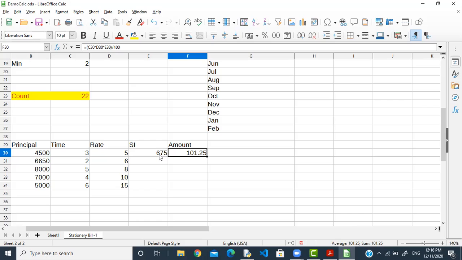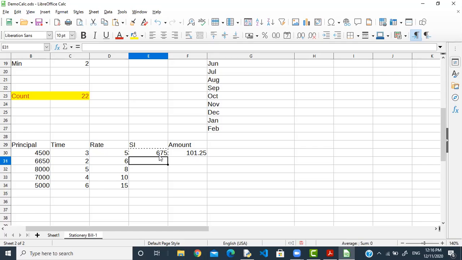So that's what happened: the column number is only increasing, and the row number does not change here. The row number does not change because I am changing the position of the column only. I am copying this formula to the next column.